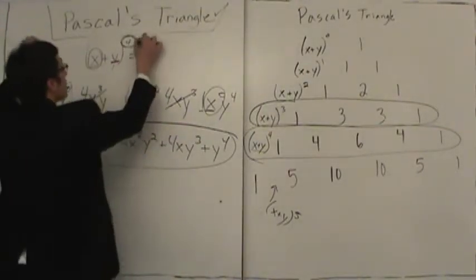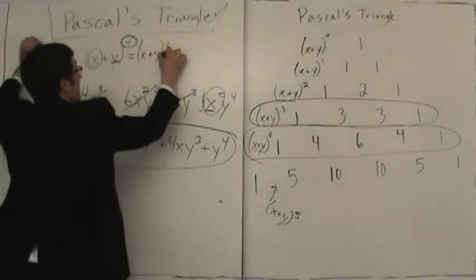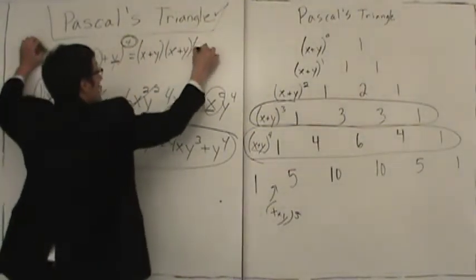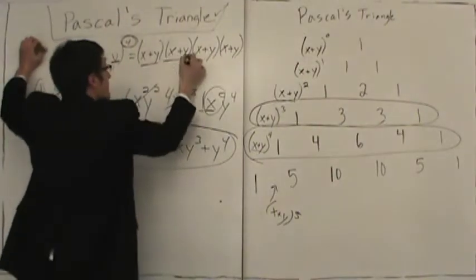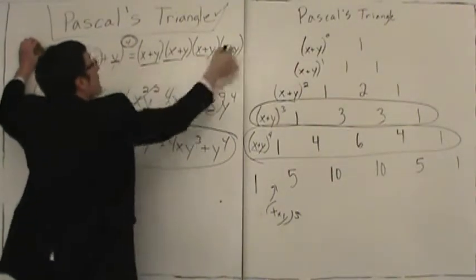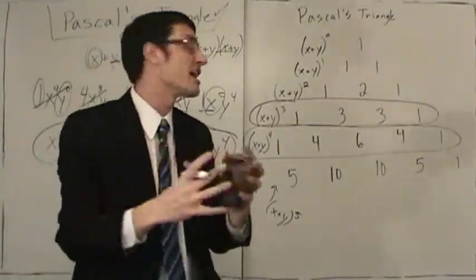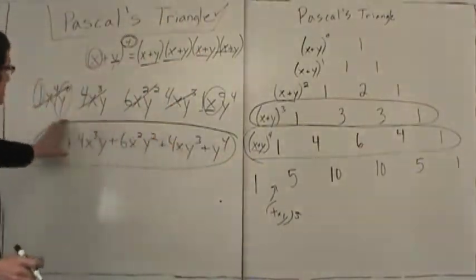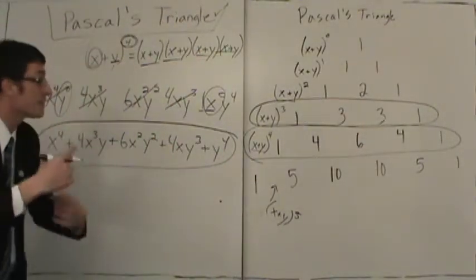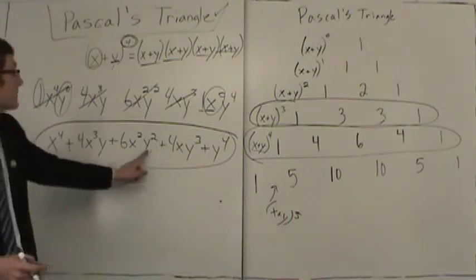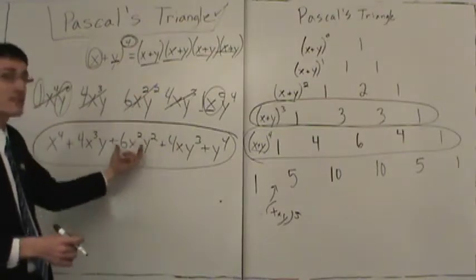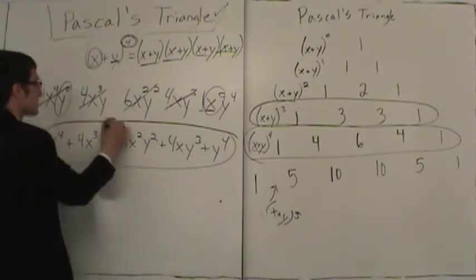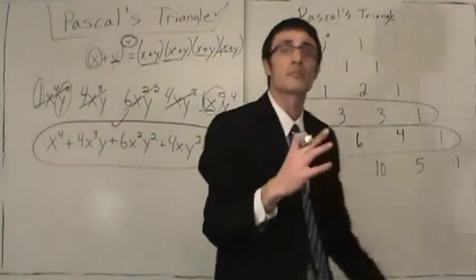Would you want to do this work? x plus y times x plus y times x plus y times x plus y. Would you want to FOIL this, and then FOIL the results? No, that would be a lot of work. But look at Pascal's triangle. Pascal's triangle gets this answer very, very, very quickly. So if you want to verify that this is correct, you can simply FOIL all four of these, and you can verify that this is the correct answer. So yes, we've arrived at an answer very quickly with Pascal's triangle.